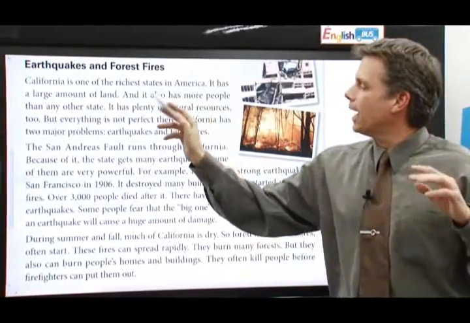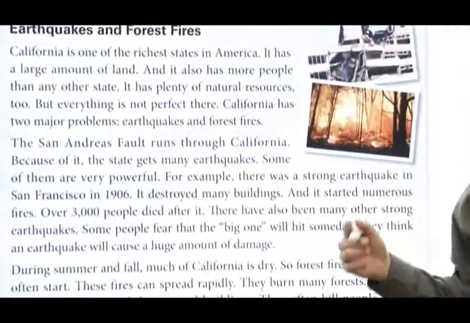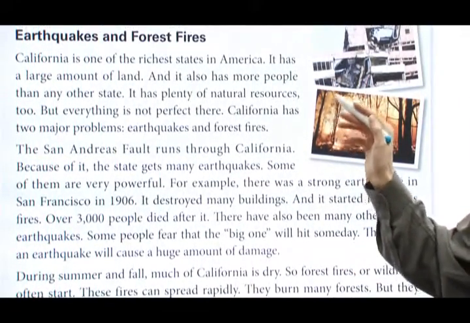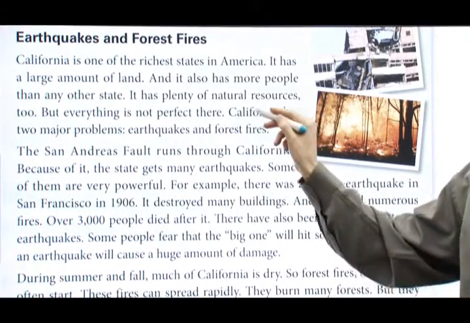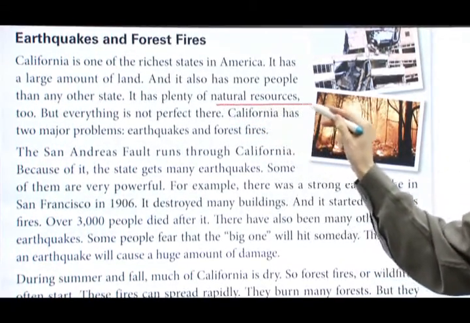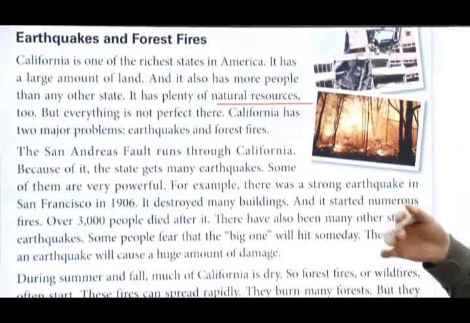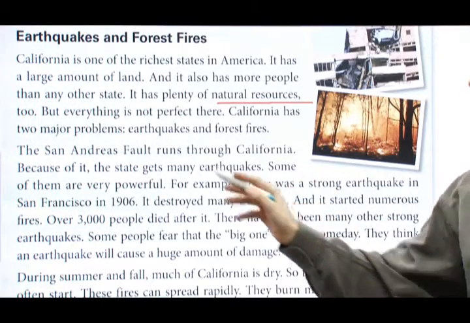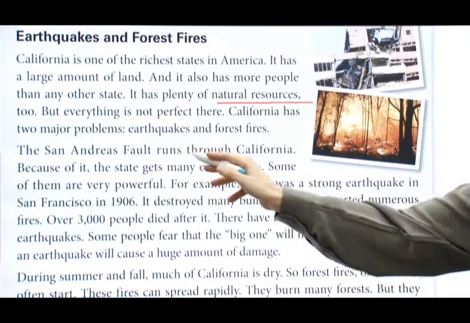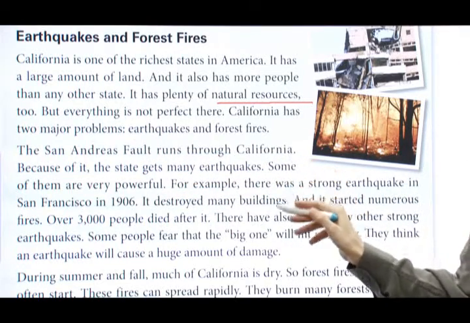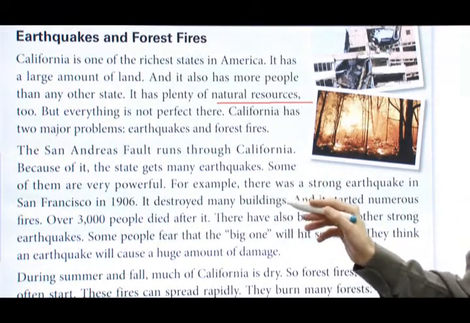Are you ready? California is one of the richest states in America. It has a large amount of land, and it also has more people than any other state. It has plenty of natural resources too, but everything is not perfect there. California has two major problems: earthquakes and forest fires. The San Andreas Fault runs through California. Now, because of it, the state gets many earthquakes. Some of them are very powerful.